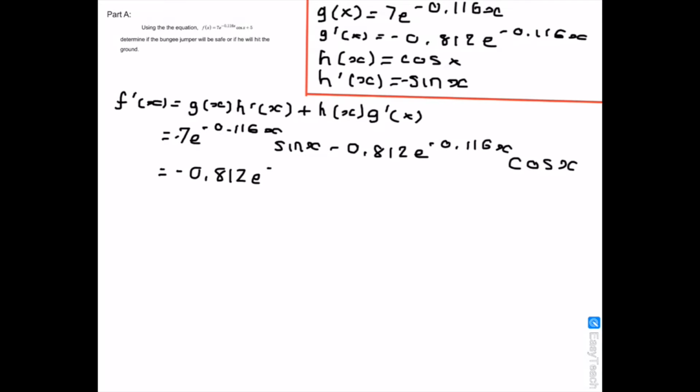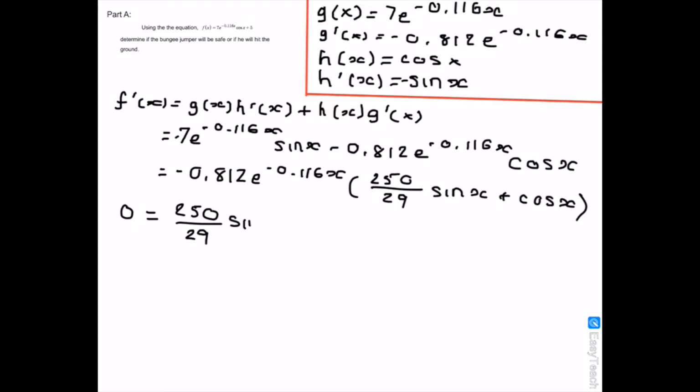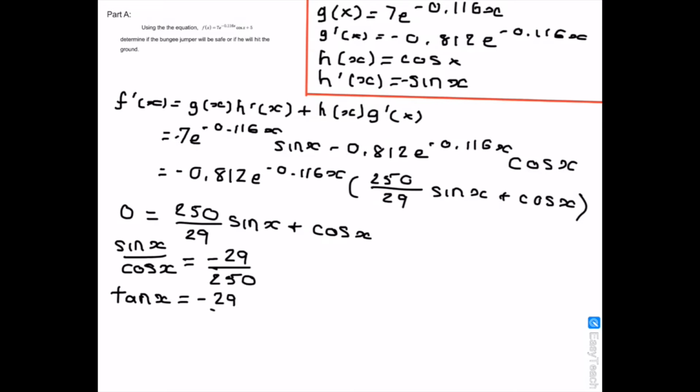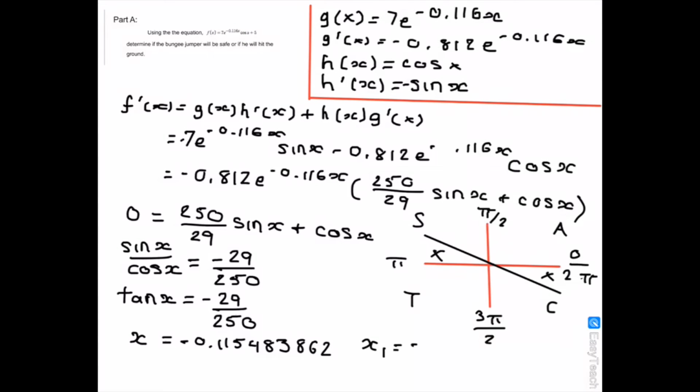So now in this step, I common factor out this value, and then I make the first derivative equal to 0 so I can isolate for x. Now that I have my x value, I'm going to apply the CAST rule, and I use quadrants 2 and 4 because the x value is for when tan is negative.